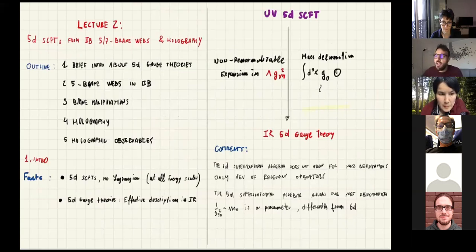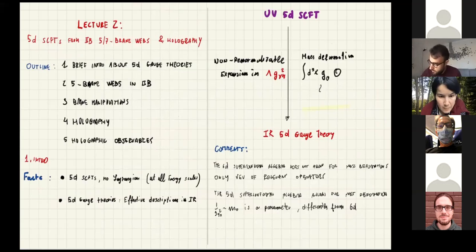So the plan of this second lecture is the following. I'm going to briefly give an introduction about 5D gauge theories, and I have to thank Ifan for briefly introducing 5D gauge theories. Then I will talk about the web construction with 5-branes, and how this brane setup can be manipulated. I will talk about the holographic limit of these brane webs, and finally I will describe some computations that one can do with holography.